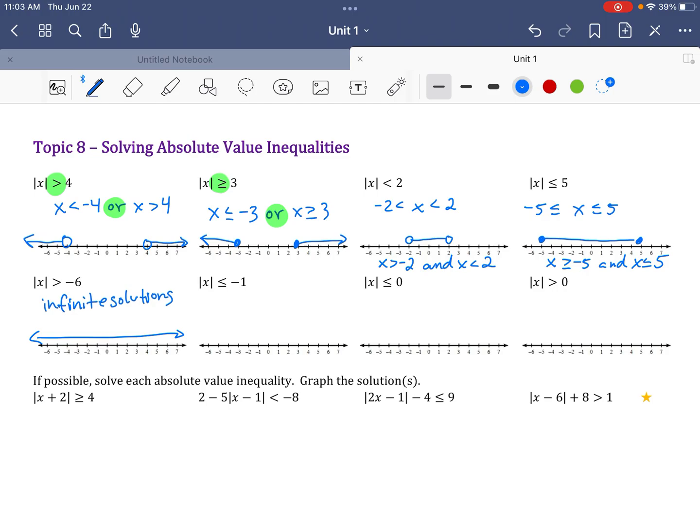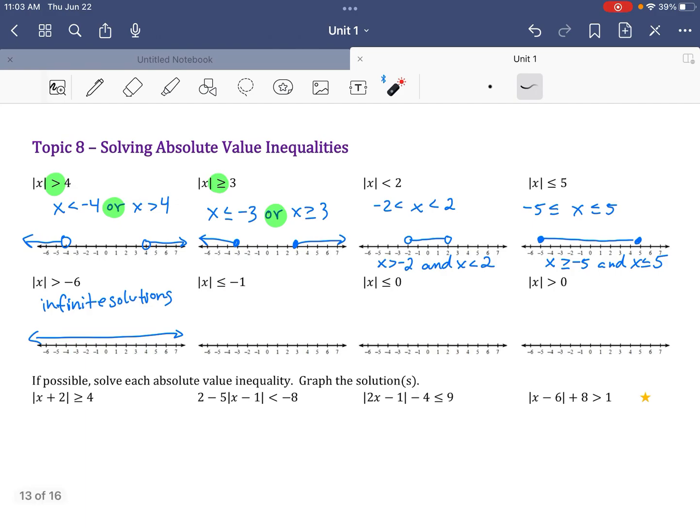Or you could say all real numbers. Okay. All right. Here, this next one says that the absolute value of something is less than or equal to -1. So let's try to put some numbers in here. How about like -6? -6 is less than -1, but when you put the absolute value around it, it turns into a +6, and no longer is that less than or equal to -1.